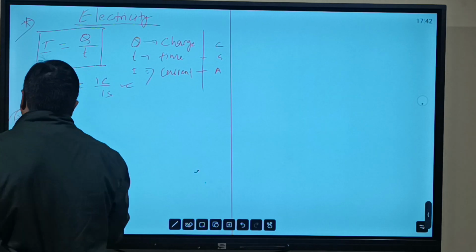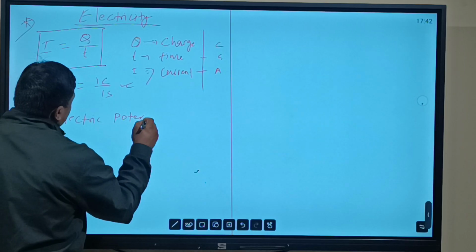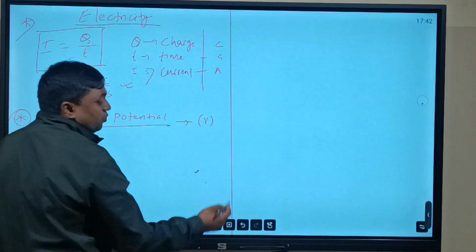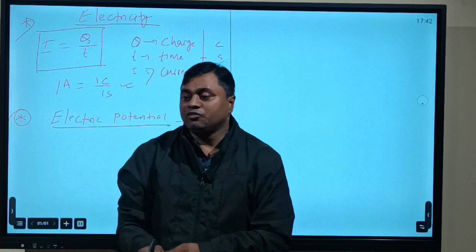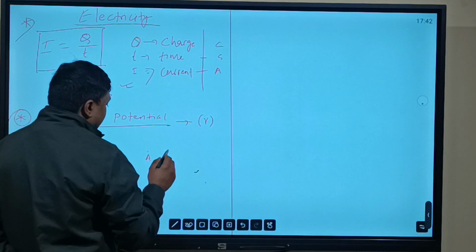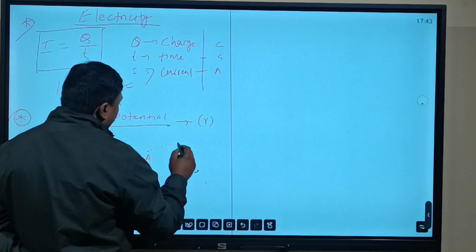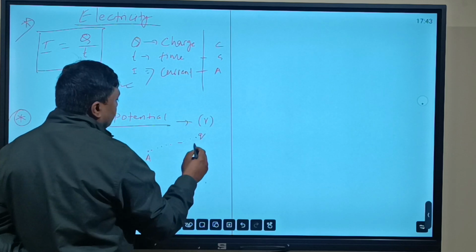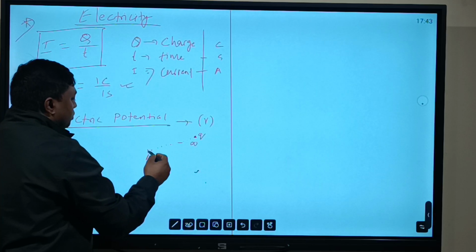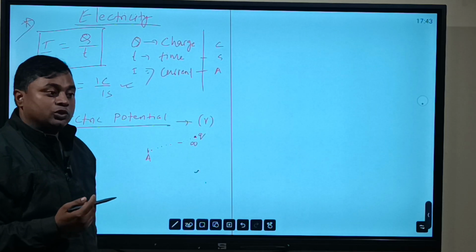Next, we talk about electric potential, or simply we say potential. It is represented as V. So when we talk about the potential, we talk about the potential of a particular point. For example, let's say A is a point. I want to know the potential of this point A. So what we are going to do, we are going to move a charge q, which is there at infinity. When you move the charge q from infinity to this point, we have to do some work. So that amount of work done by charge is called as potential.